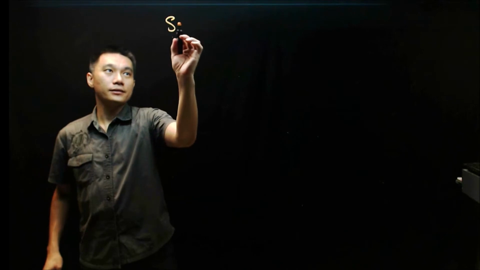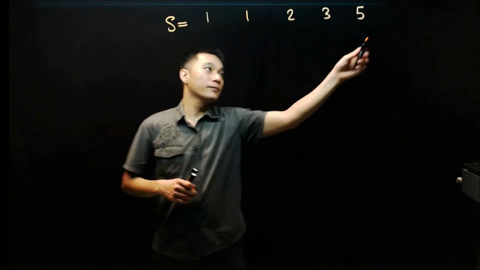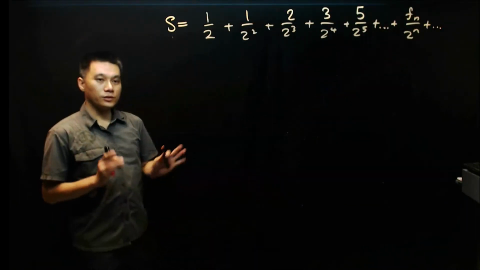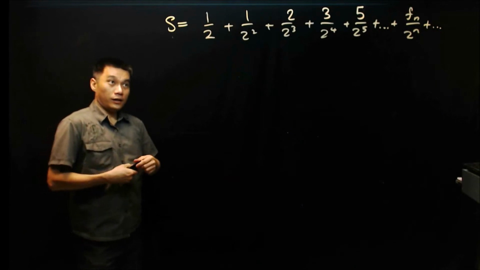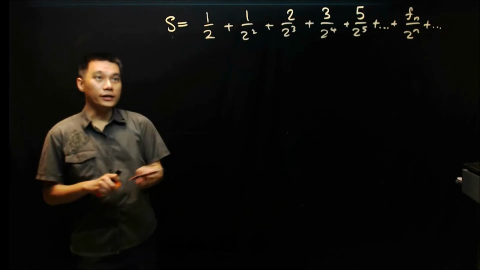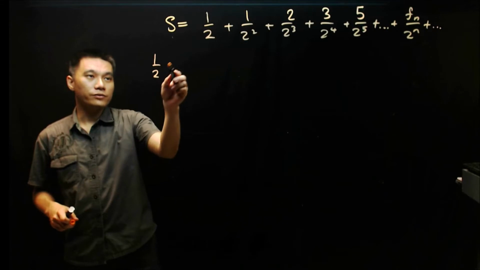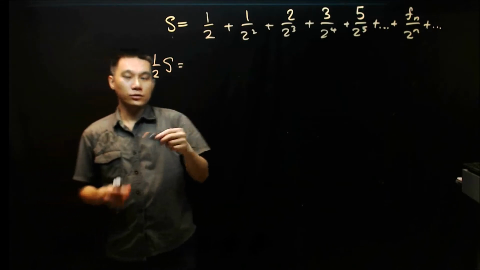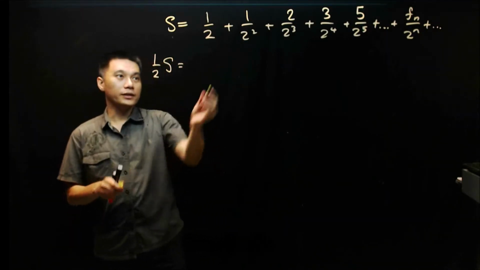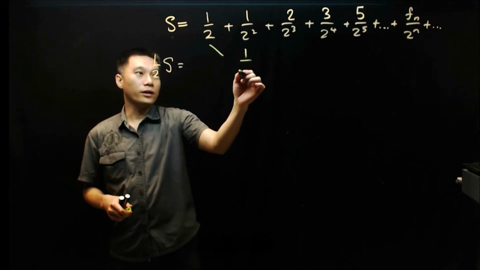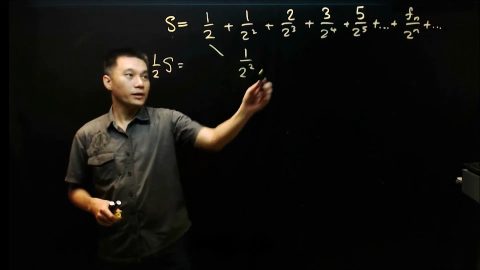So we start with S equals to, so this is the S. One of the common ways is that you multiply this with a half. So the first term, I will write it here. So this will be 1 over 2 squared.